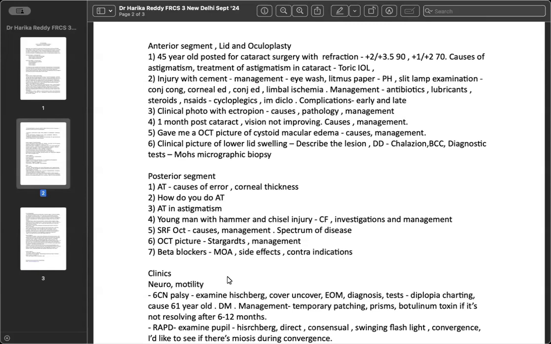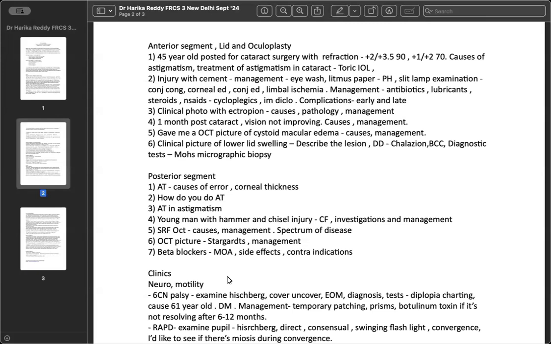The next one was, a patient came, a young man with a hammer chisel injury. What are the clinical features, investigation, and management? Again, for this, you go from anterior segment to posterior segment. It's always better to be systematic so that you don't forget anything. Starting from the lid, there can be a lid tear and conjunctiva. If it's conjunctiva, then there can be a conjunctival tear, SCH, chemosis, or corneal tear.